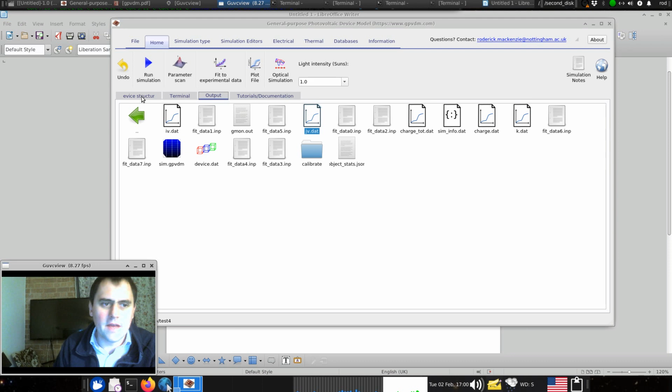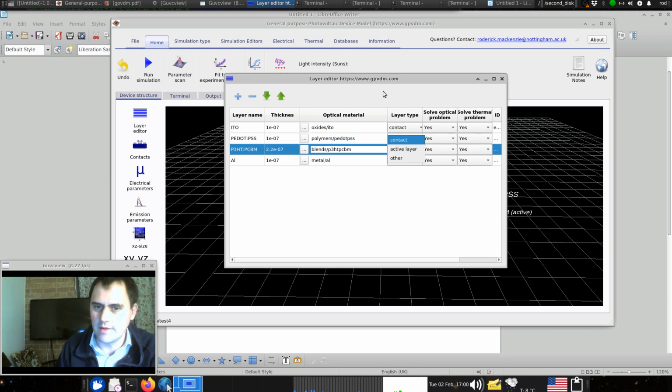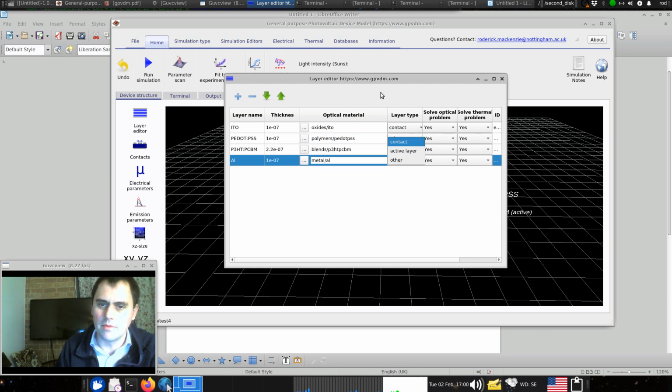Now, if we look at the layer editor, there are generally speaking three different types of layers in the device. There's a contact, which is here. There's an other, which means it's not a contact and it's not an active layer. And then there's an active layer, and this should actually be set to contact, but I'm not going to change it now. Now, in the active layer, we solve the drift diffusion equation.